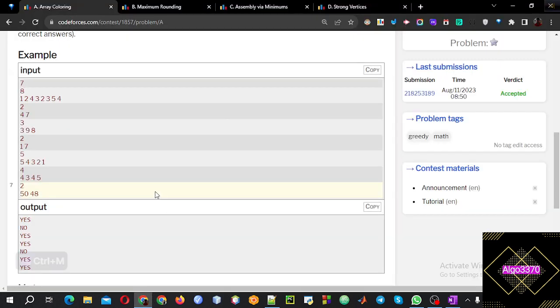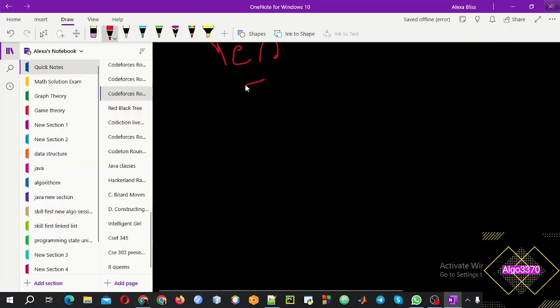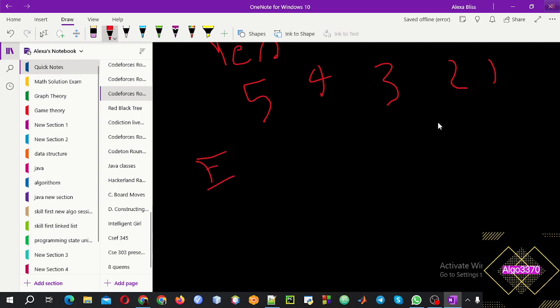Let's take another example: 5, 4, 3, 2, 1. This is our first portion and this is our second portion. At the first time we will keep 5 here, and 4, 3, 2, 1 in the second portion. What is the summation of the second portion?